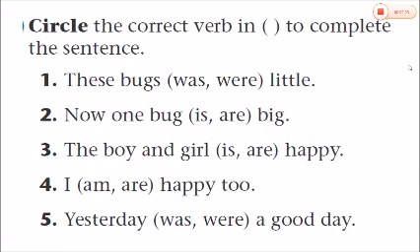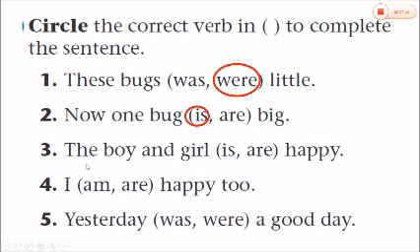Number one, these bugs was or were little? Were. Why? Here, is the subject one or more than one? These bugs. More than one. And we said that if the subject is more than one, we take were in the past. Here, number two. Now, one bug is or are big? Is. Why, Farida? Is the subject here one or more than one? One. One bug. So we take is.